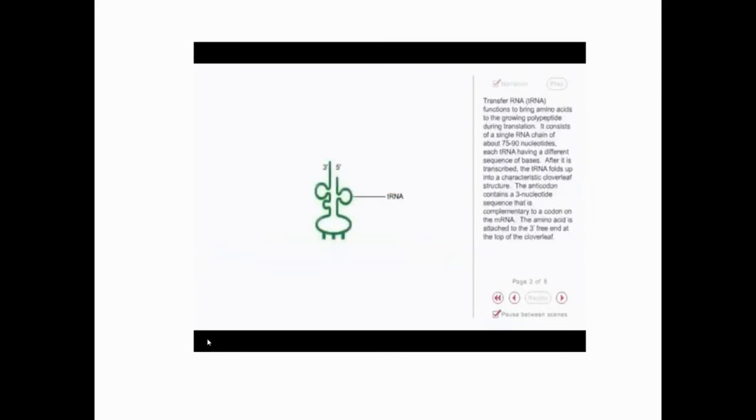Transfer RNA functions to bring amino acids to the growing polypeptide during translation. It consists of a single RNA chain of about 75 to 90 nucleotides, each tRNA having a different sequence of bases. After it is transcribed, the tRNA folds up into a characteristic cloverleaf structure. The anticodon contains a 3-nucleotide sequence that is complementary to a codon on the mRNA. The amino acid is attached to the 3' free end at the top of the cloverleaf.